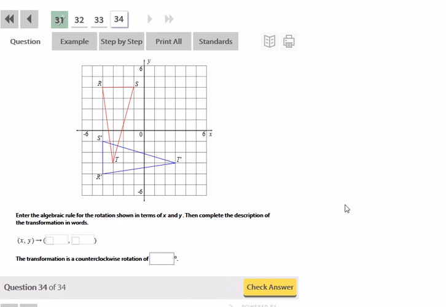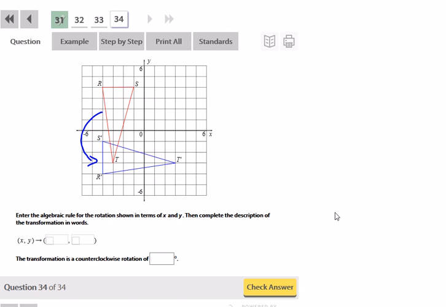And finally, the last one. Enter the algebraic rule for the rotation shown in terms of X and Y, and then complete the description of the transformation in words. So here, the pre-image is in red, and the image is in blue, because you can tell by the prime notation. So it looks like we rotated one quadrant. The R and S were in the second quadrant, it moved to the third. T was in the third, it moved to the fourth. So we went one quadrant.